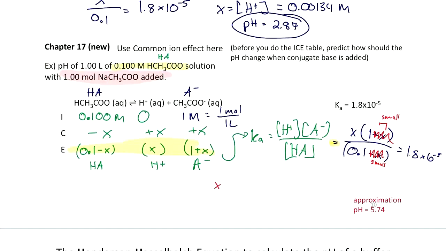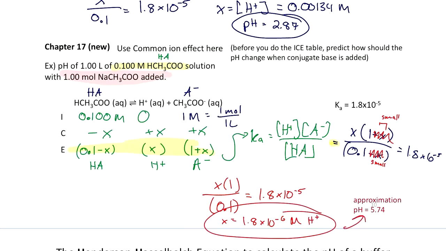So I don't know about you, but I think this approximation is a lot easier. 1.8 times 10 to the negative 5. Can you do that? Yes, that is quite straightforward. X is equal to something. 1.8 times 10 to the negative 4? Is that it? Negative 6, thank you. See, that's what happens when I try to do stuff in my head. Negative 6 molarity, but it's the concentration of what? Hydrogen, H+, yes, proton, because we used Ka. And then go ahead and calculate your pH there.